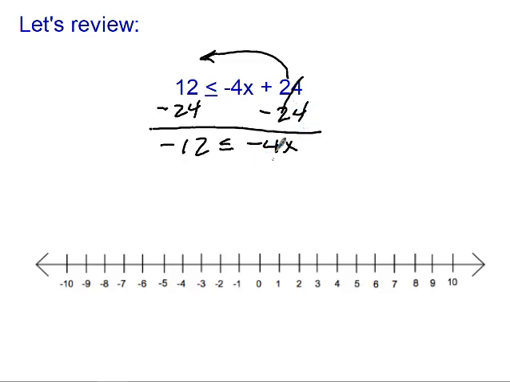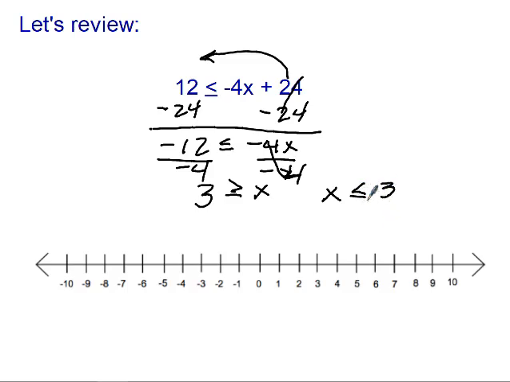Now how do I get rid of this? It's multiplied by negative 4, so I divide by negative 4. And if I divide this side by negative 4, I have to divide the other side by negative 4 as well. Now if this number right here is negative, my inequality is going to flip. So my 4's divide out and I get positive x. My inequality right now is pointing to the negative 12, so I need it to point back to the x now. And negative 12 divided by negative 4 gives us 3. So this is 3 is greater than or equal to x, or x is less than or equal to 3.